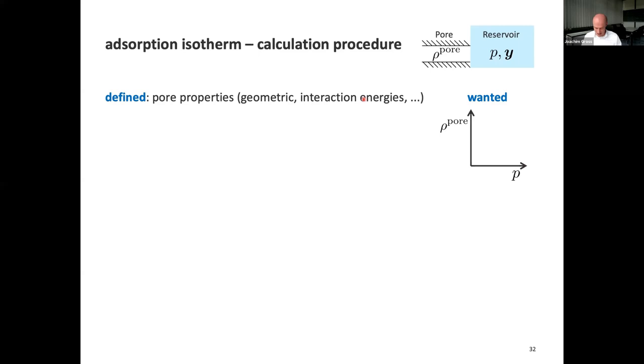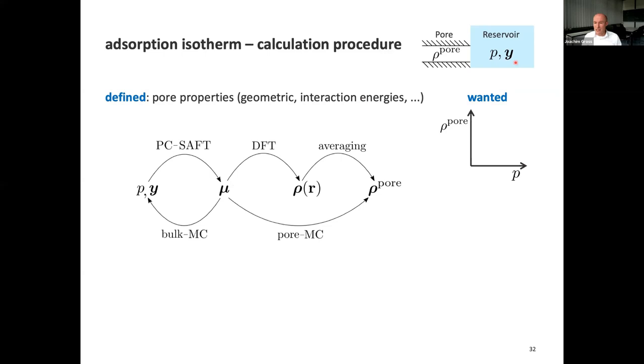So what is the pressure in a porous medium? Well, what is usually meant is the pressure of a reservoir that is connected to the porous medium, having the same chemical potential. This is what is shown in this type of diagram. And that requires connecting the pressure with a chemical potential and then with the amount adsorbed. And we do that both in DFT and in molecular simulations. We use Monte Carlo techniques here.